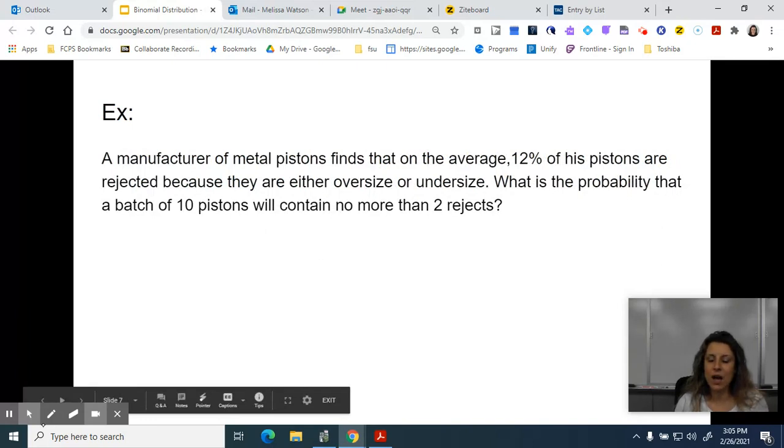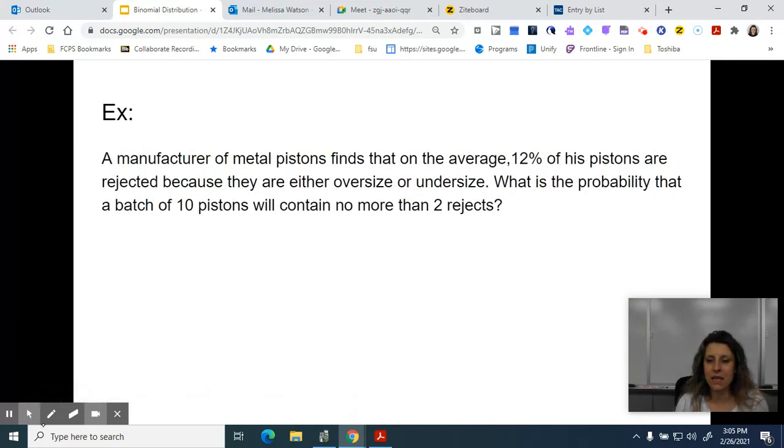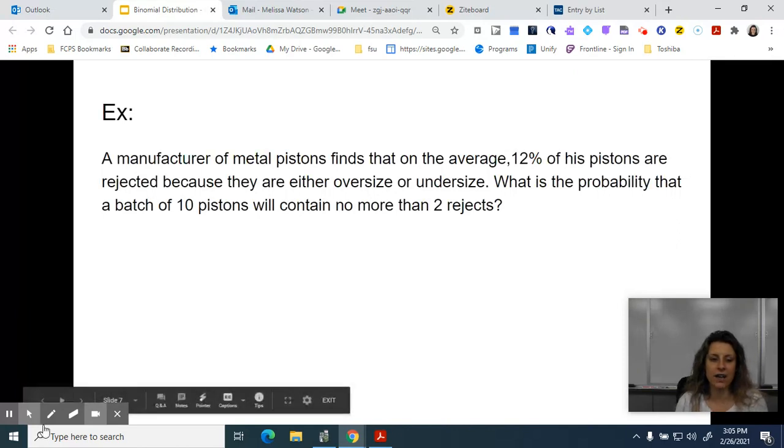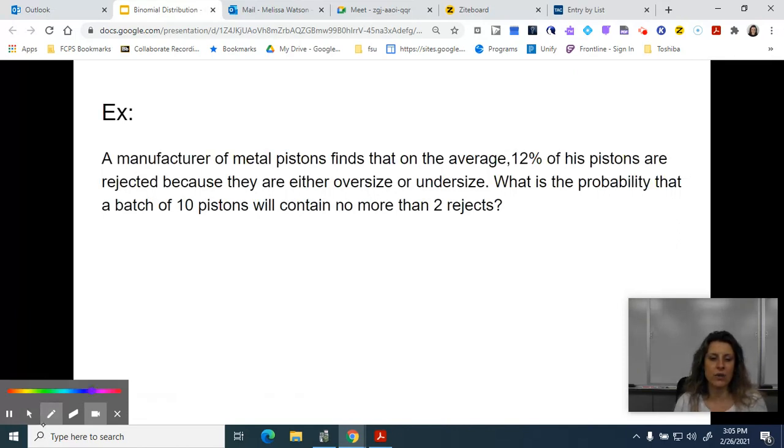Last example, before we talk about finding mean, standard deviation, and variance for these binomial situations. It says a manufacturer of metal pistons finds that on average 12% of his pistons are rejected because they are either oversized or undersized. What is the probability that a batch of 10 pistons will contain no more than 2 rejects?